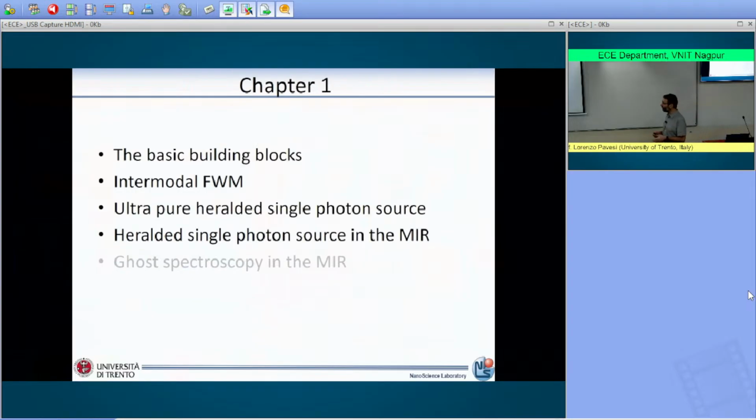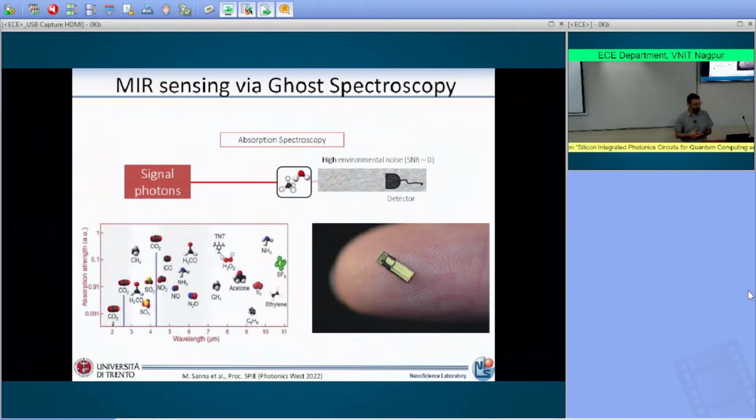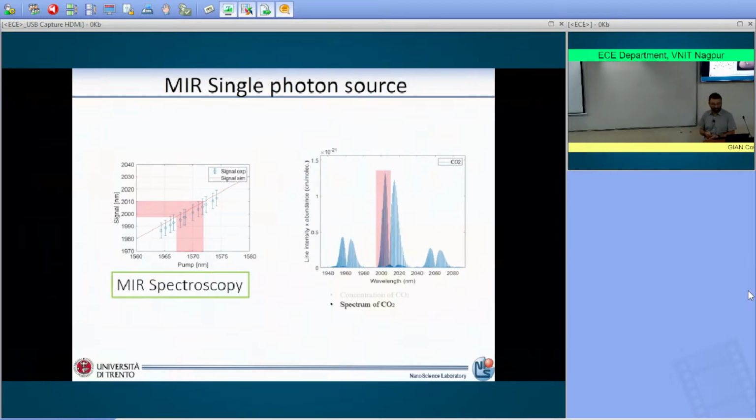Here I want to show you a couple of applications of these single photon sources. The first application would be in the mid-infrared. So how can we measure mid-infrared photons? The reason why we want to measure mid-infrared photons is for doing sensing. You know that different molecules have different absorption in the mid-infrared, so they are very characteristic by their absorption. And so you have a sensor of the presence of carbon dioxide in the ambient.